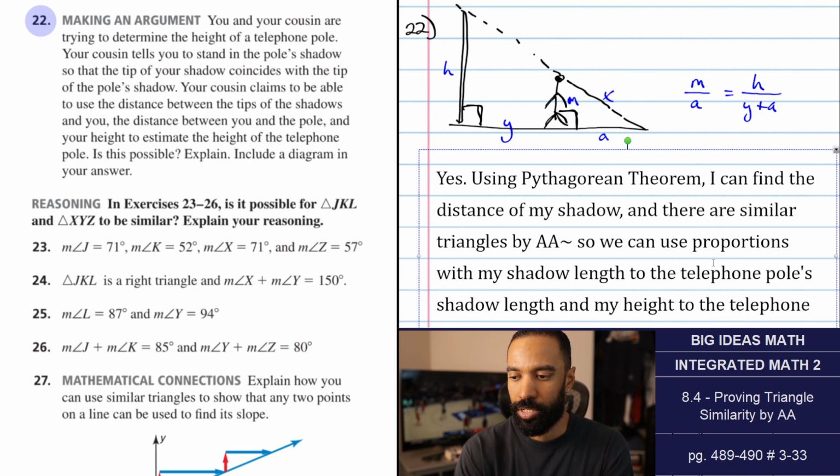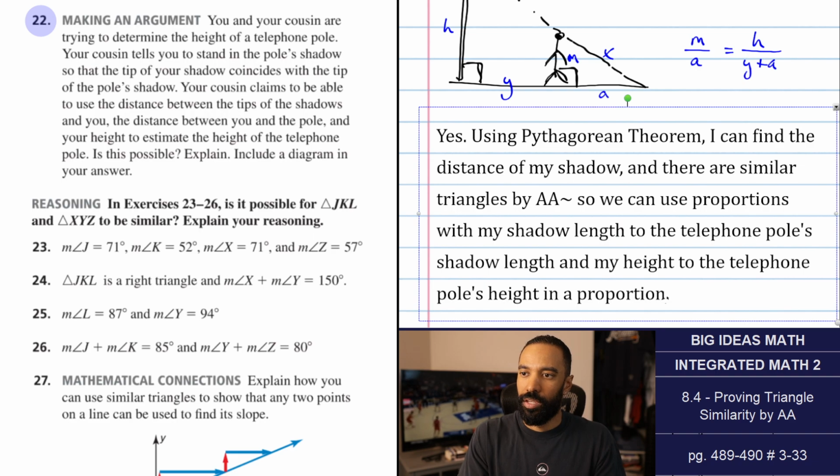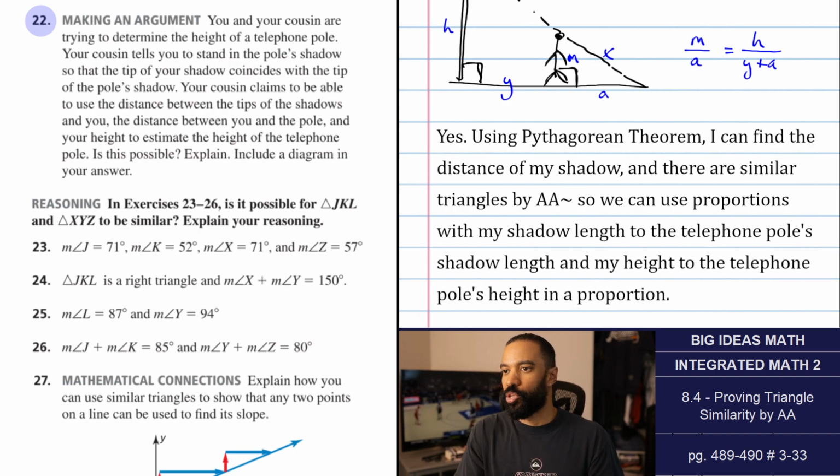A proportion. So that would be the setup there. So yes, I can.